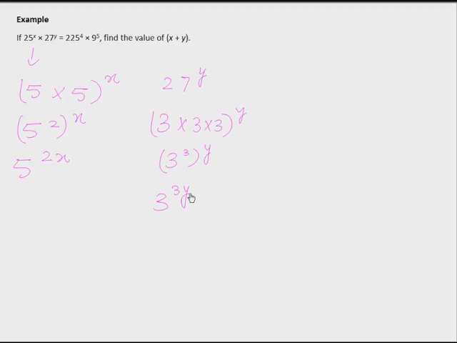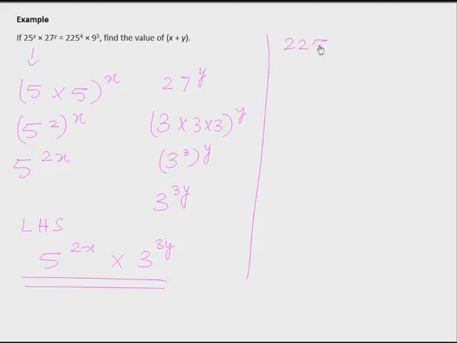What is the prime factorization of the left hand side? It's 5 raised to 2x times 3 raised to 3y. I've expressed the left hand side as a product of prime powers, 5 occurring 2x times and 3 occurring 3y times. This is the prime factorization of the left hand side. Let me do the same to the right hand side.